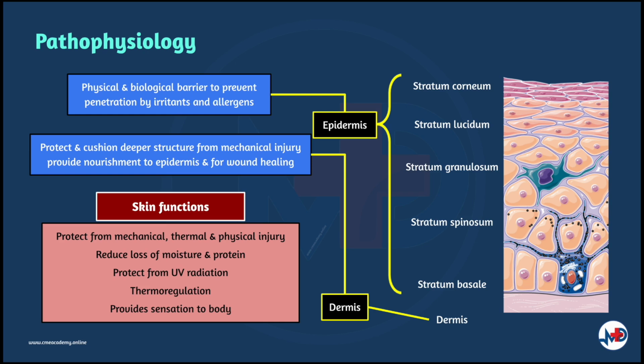Dermis is the inner layer of the skin and is much thicker than epidermis. Its function is to protect and cushion the deeper structures from mechanical injury, providing nourishment to the epidermis and for wound healing. Overall, the skin is essential for protection as it forms a protective barrier to protect us from mechanical, thermal, and other physical injuries, as well as harmful agents, excessive loss of moisture and protein, and harmful effects of UV radiation. Skin is also needed for thermoregulation, altering blood flow through the cutaneous vascular bed. Lastly, the skin is the organ that provides sensation to the body.